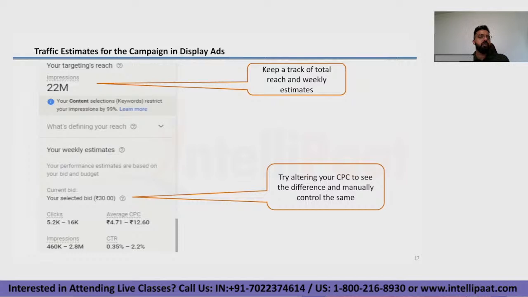That's 2.2 crore people, right? It will show you with the bid that you selected. Since you selected 30 rupees as bid, probably you will get clicks in this range. Your average CPC will be this range, click-through rate will be this range, impressions will be this range. So you can play around with that bid.